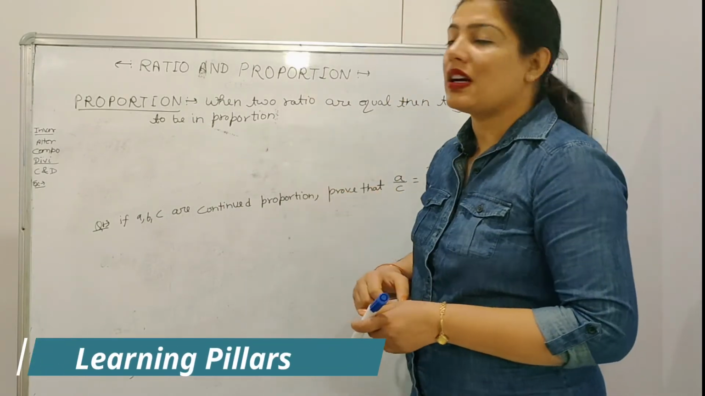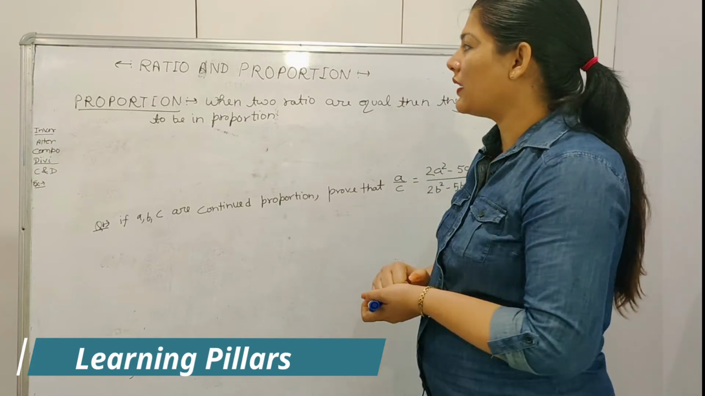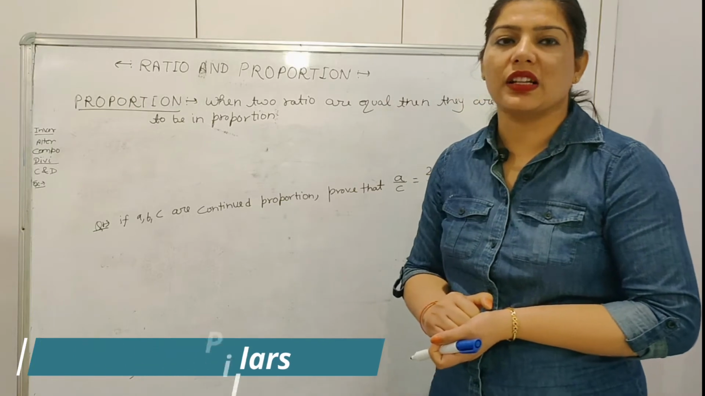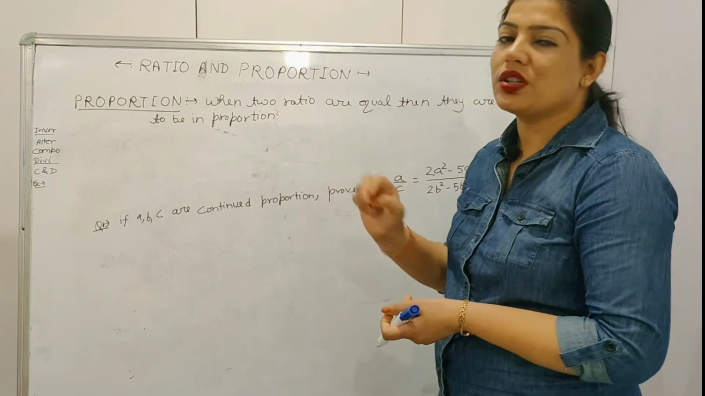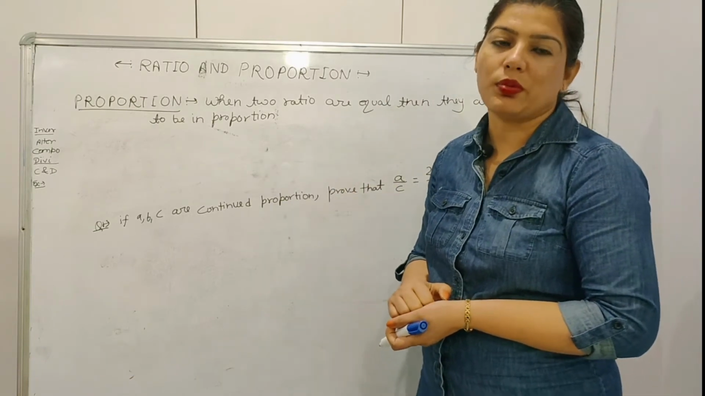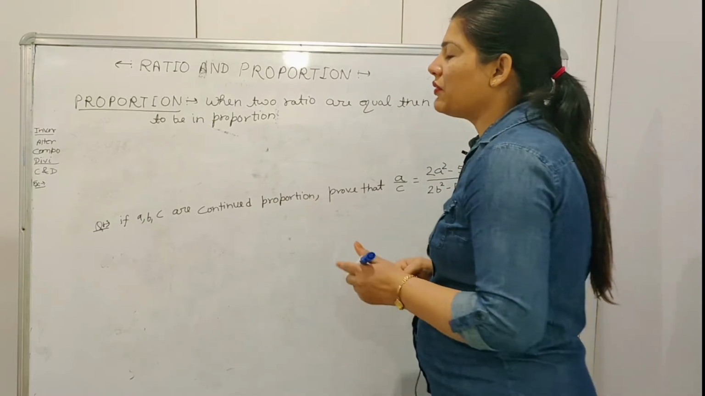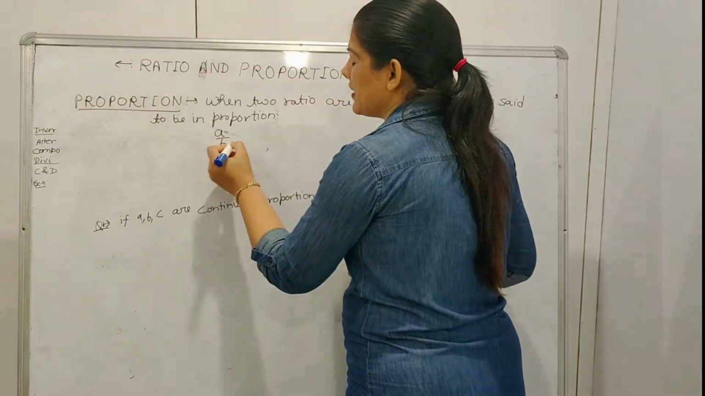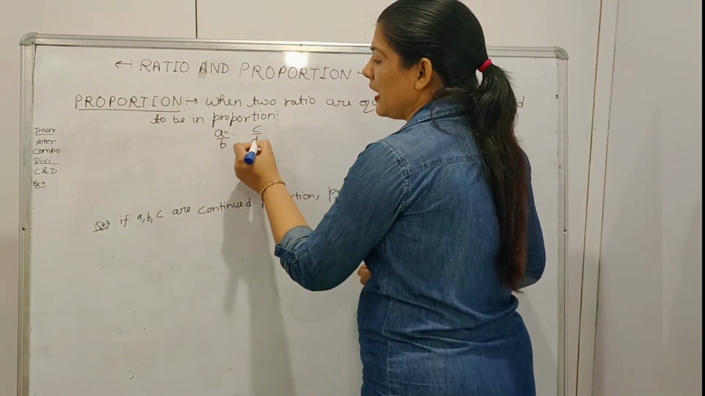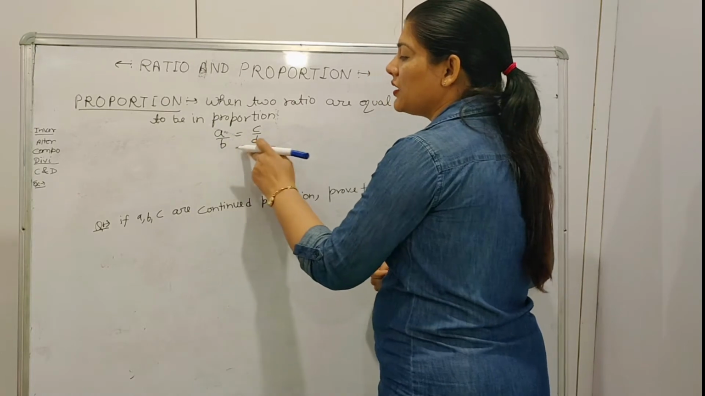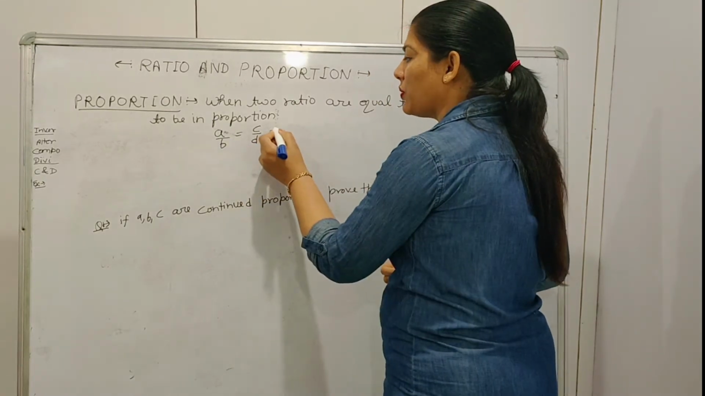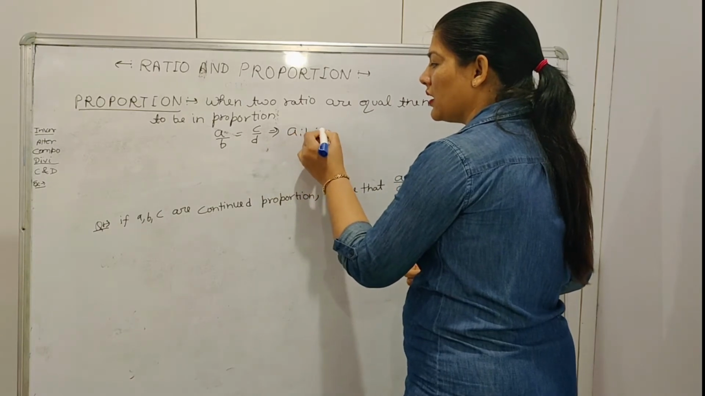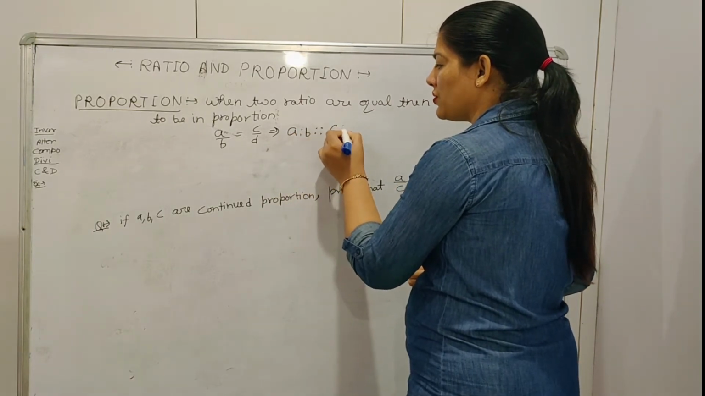First class is done for ratio, and now today's topic is proportion. So what is proportion? Basically, proportion is when two ratios are equal, then they are said to be in proportion. Suppose we have two ratios, A is to B and the second one is C is to D, and if they are equal then these two are said to be in proportion, and the sign of proportion is double colon. You can write it as A is to B is proportional to C is to D.